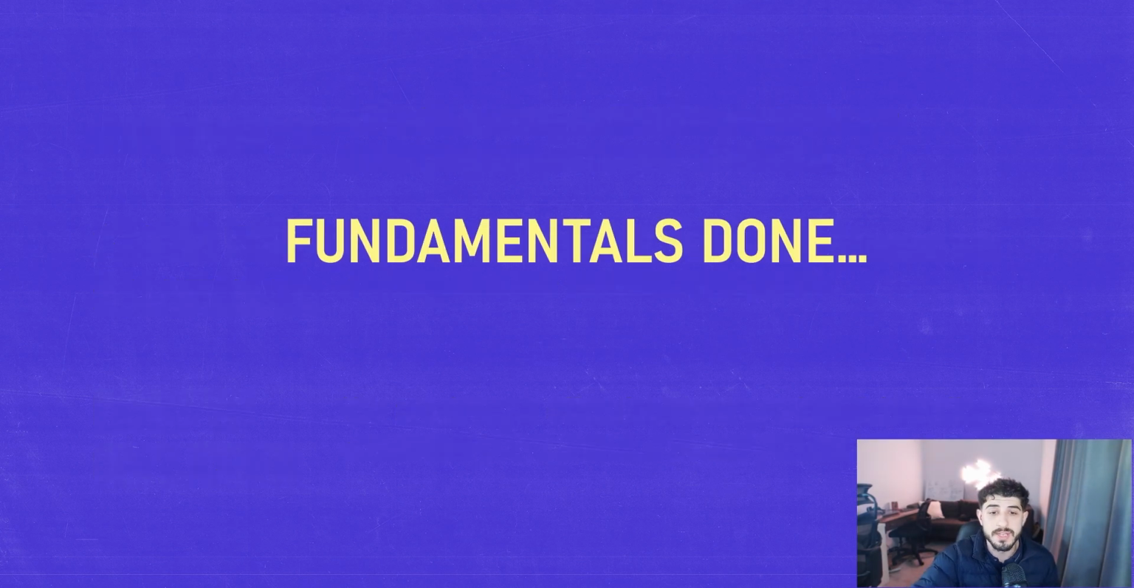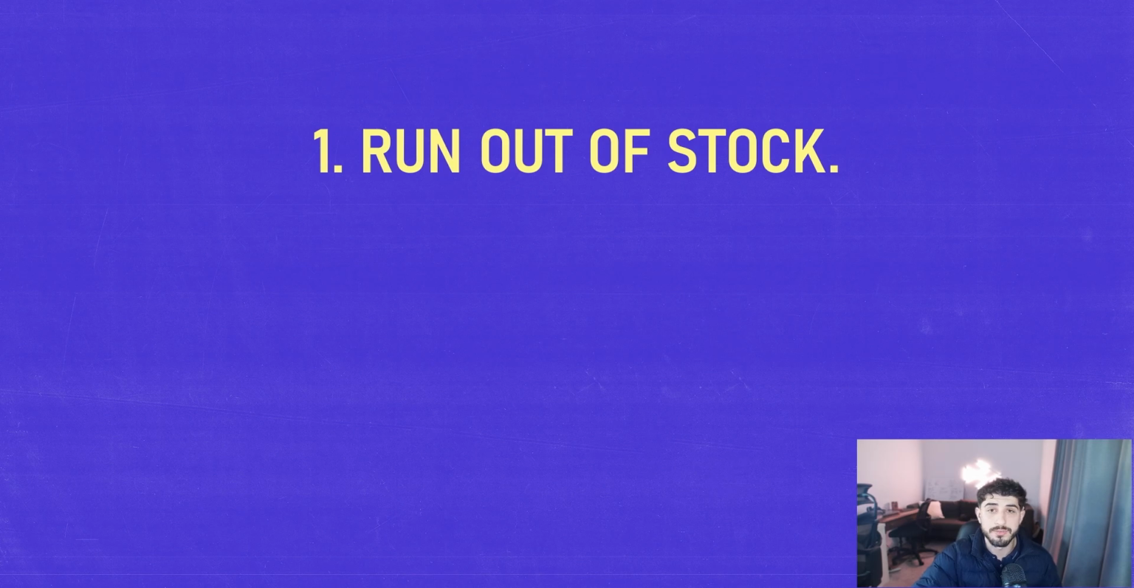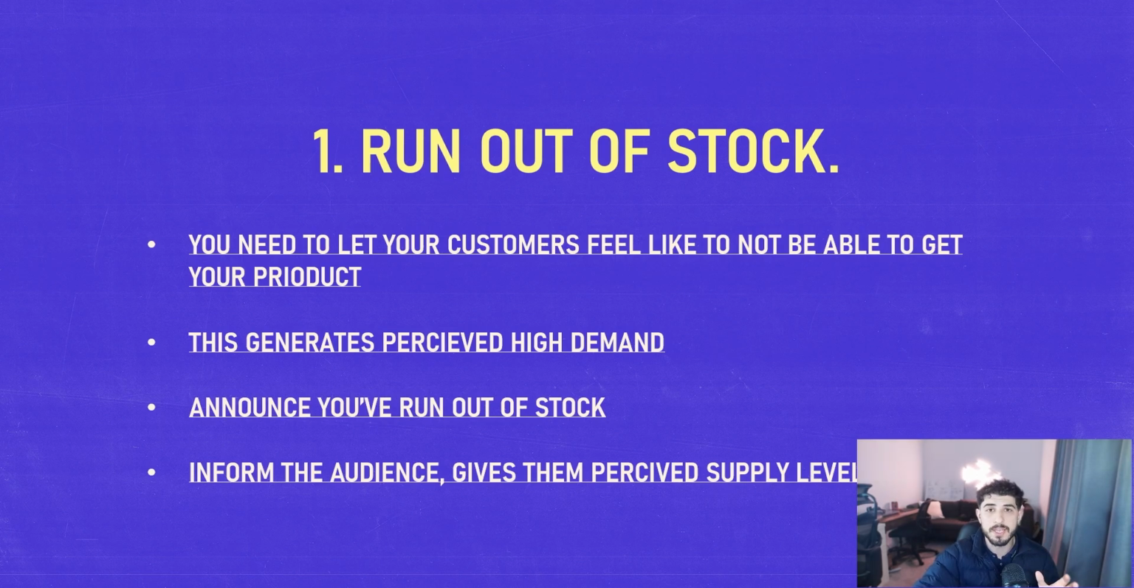So now with the fundamentals done, we're going to go into the strategy. So first of all, step number 1 might seem a bit crazy, but run out of stock. You want people to feel what it's like to want your product but not be able to get it. The whole concept of FOMO. This generates perceived high demand. If someone wants something but can't get it, that generates this buzz around it. It generates a sense of demand around the product, and that's super important.